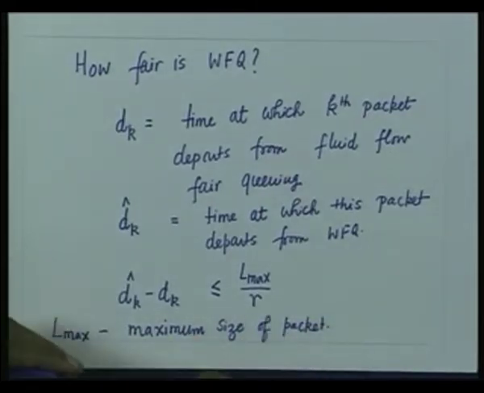So what the WFQ can do is that the difference between its departure time and the departure time had this packet been served in a bit by bit round robin manner, that is the fluid flow fair queuing, is bounded by Lmax by R, where Lmax is the maximum size of the packet. At most the difference in their departure times will be Lmax by R and not more than that. So the algorithm is likely to be unfair over an interval shorter than Lmax by R, but otherwise the algorithm is likely to be fair.